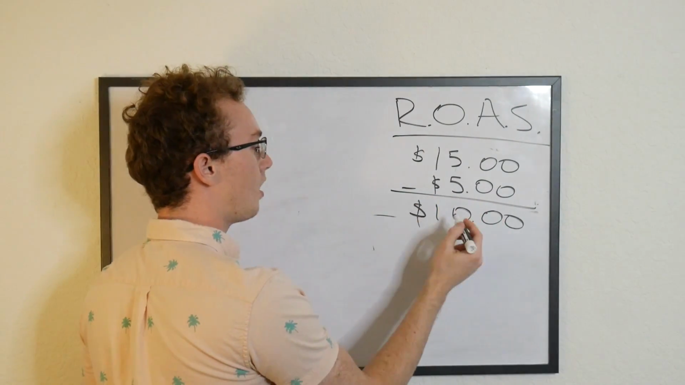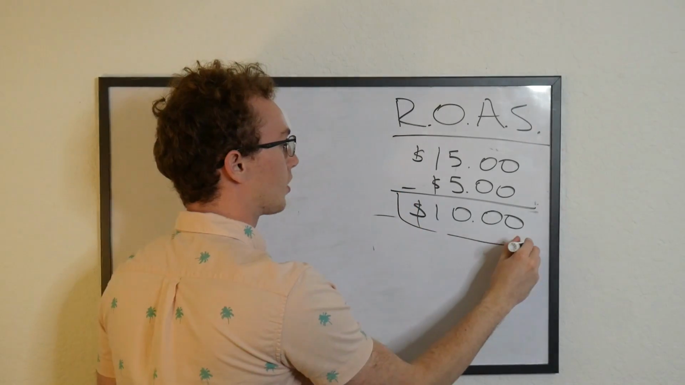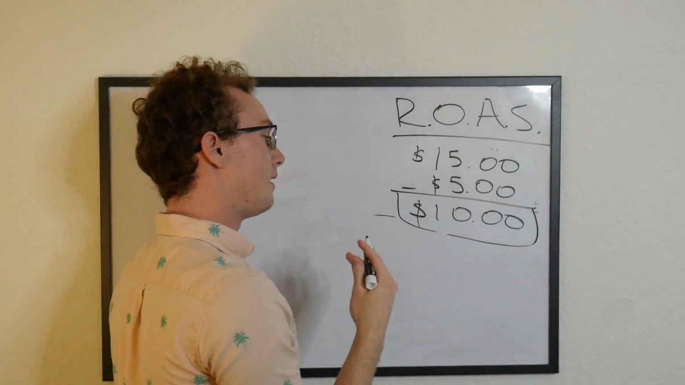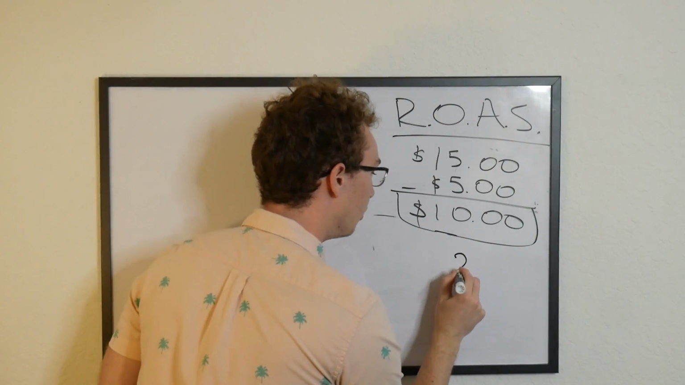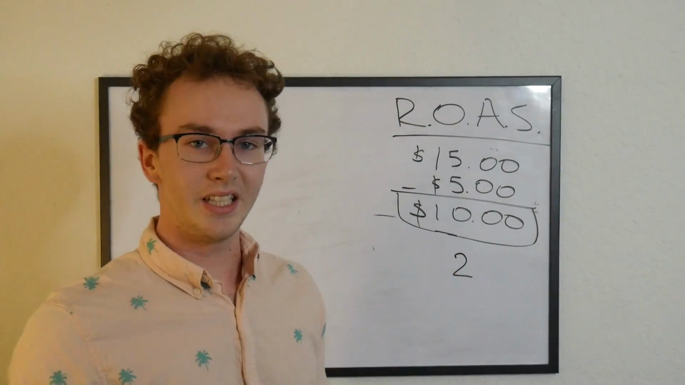So you have that $10, right? That is your total return on ad spend. That's the money that you keep. Now, the actual number on Facebook, you typically want to keep it above a 2. So a 2 is at least profitable.